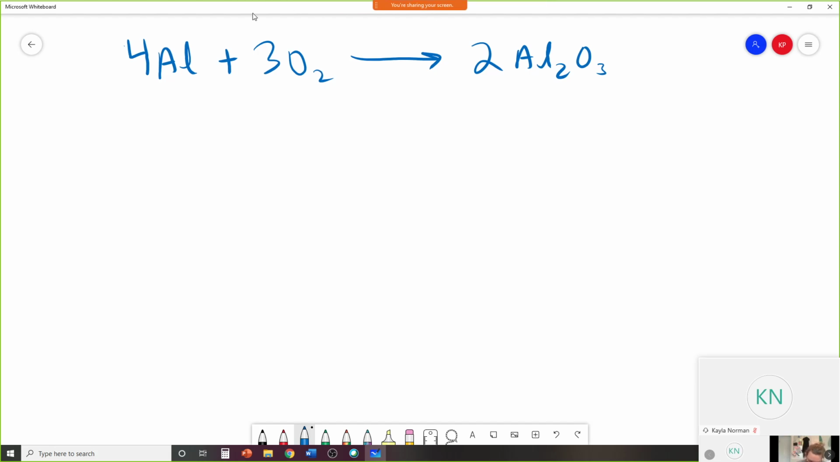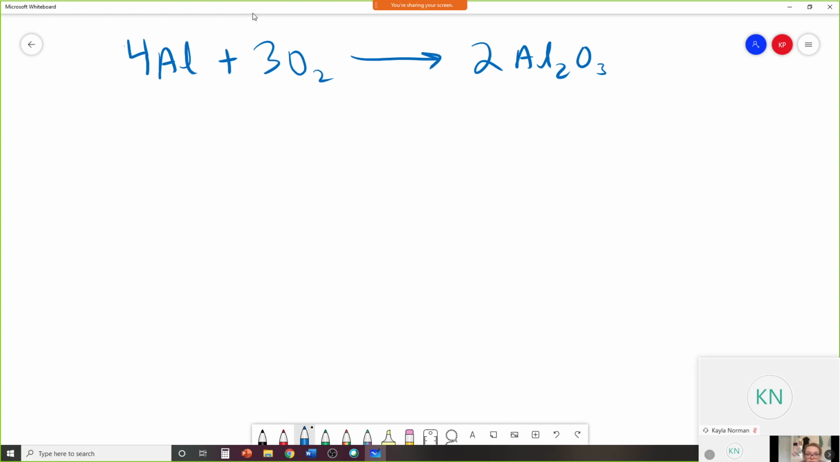It's my favorite equation because it's got lots of stuff to it. Now, when you look at this equation, what is this telling you? It's saying I'm going to take four aluminum atoms, as a matter of fact, and I'm going to react with 3 oxygen molecules, and after I do that, I'm going to get 2 aluminum oxide compounds. Okay, this is what it's telling you.